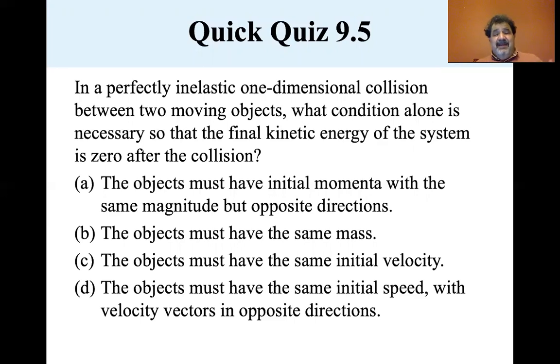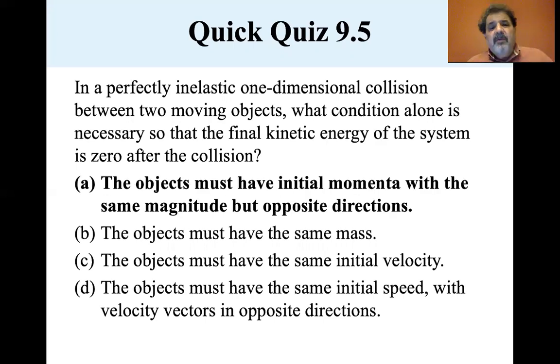Well, let me tell you, if they have the same initial velocity, then they're going in the same direction. So we can count that one out. D: The objects must have the same initial speed with velocity vectors in opposite directions. Well, it doesn't say anything about the mass. That would be correct if the masses were the same. The only one that really fits here is A: the objects must have initial momenta with the same magnitude but opposite directions.